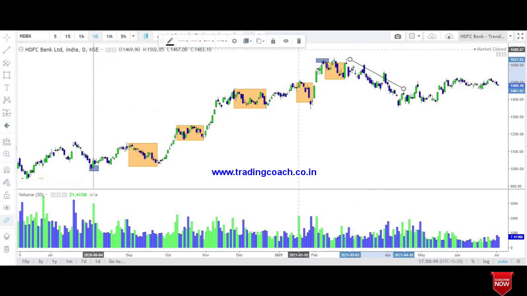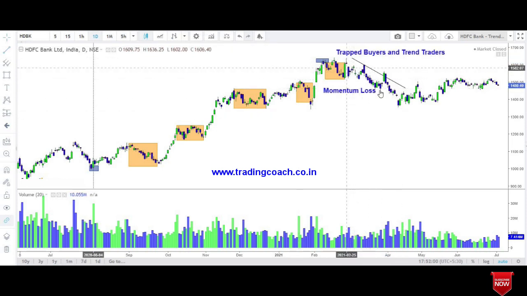All right. So we see a momentum loss, and we can see all the buyers and all the trend traders are trapped here. And right after that, the prices started to move in a kind of consolidation. So this is a more mature example than what we saw at SBI. Here the stock prices are more likely to stay in a range for time to come.